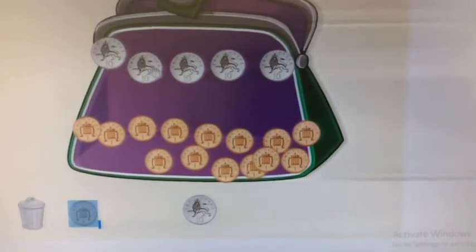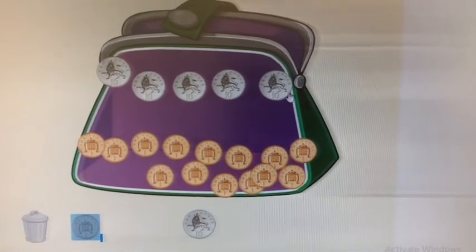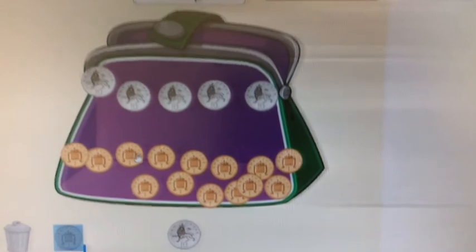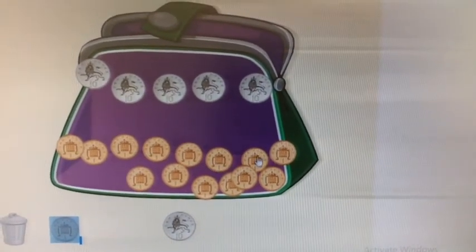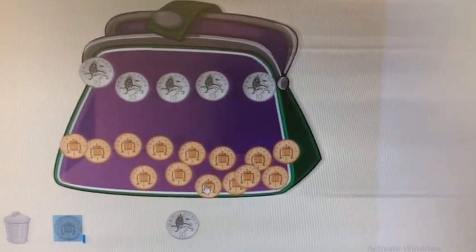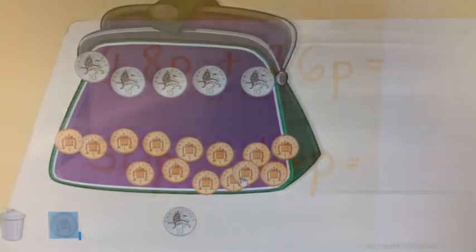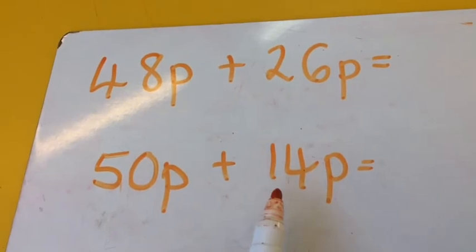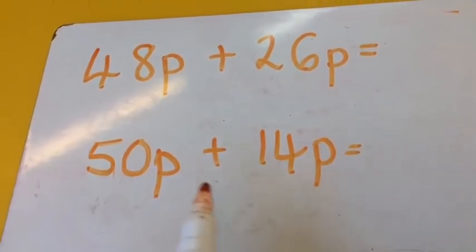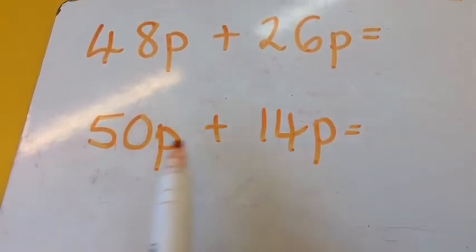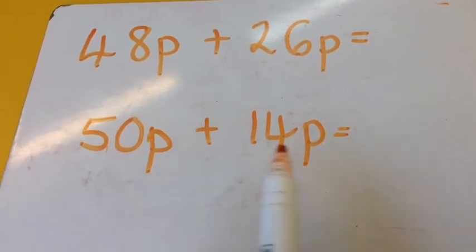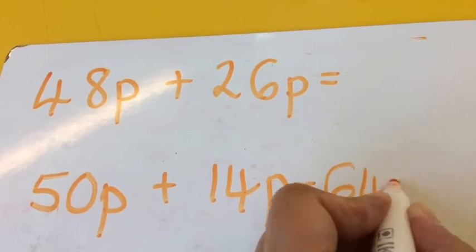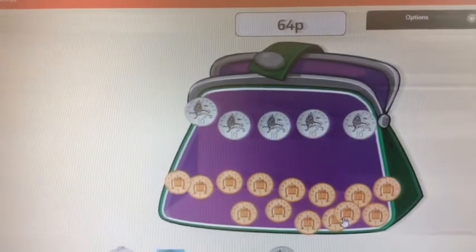10, 20, 30, 40, 50. Then add up the ones. 1, 2, 3, 4, 5, 6, 7, 8, 9, 10, 11, 12, 13, 14. So the 10s made 50p and the 1p's made 14p. We can add that together now. 50 and the 10 is 60. Add the 4, 64, and we must remember the p sign, mustn't we? And there it is, 64p.